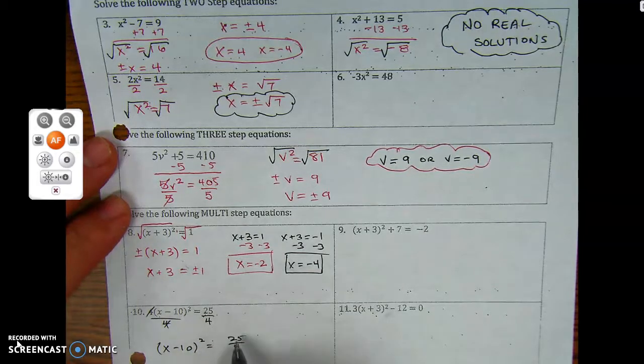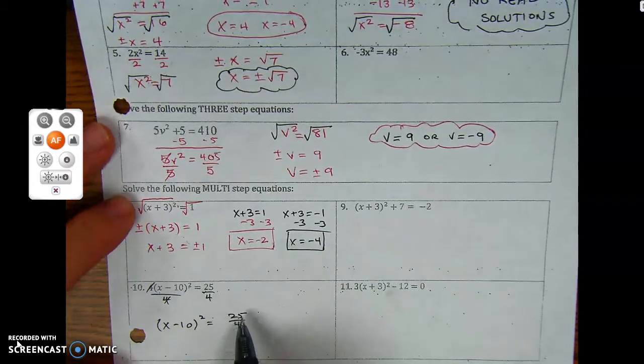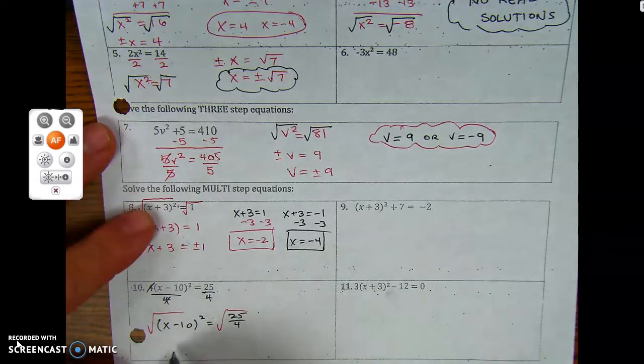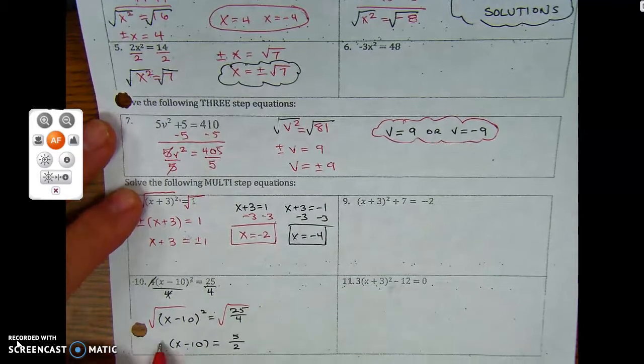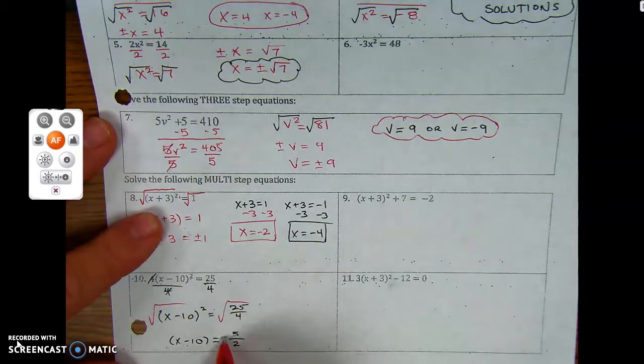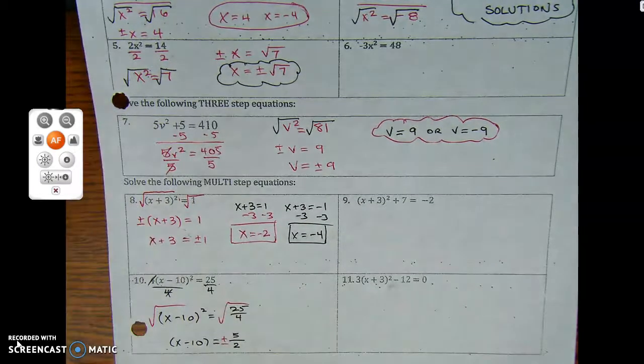Now, notice that 25 and 4 are both perfect squares because right now when I take the square root of both sides, I get x minus 10 equals plus or minus the square root of 25 is 5 and the square root of 4 is 2. Now guys, you know I've been putting the plus or minus over here every time and then moving it over here every time, so I'm just going to put plus or minus 5 over 2.